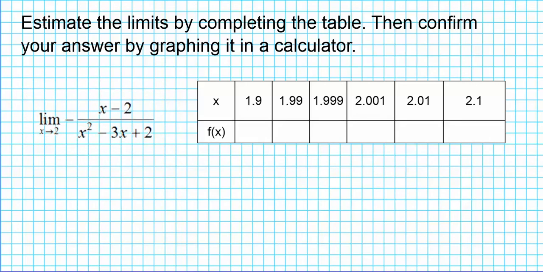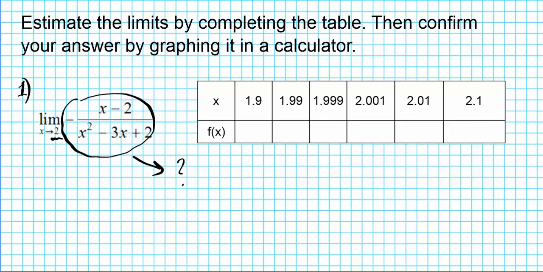We are to find what the limit is numerically first and then graphically afterwards. All right, so if you take a look at this expression, what we're looking for is the limit as x approaches 2 of this entire function right here, this rational function. So what the question is asking is, as x gets arbitrarily close to 2 from the left and the right, what does this function approach?